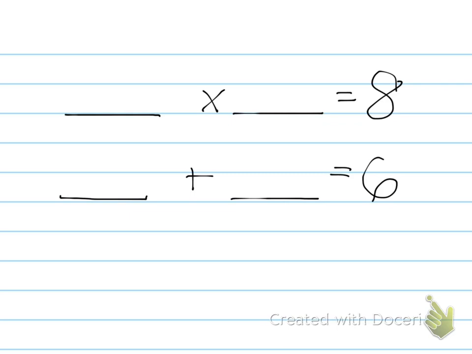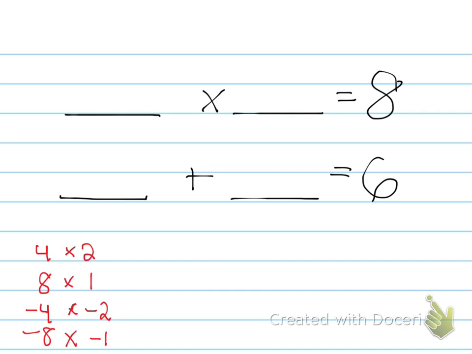Let's look at the first example. What times what will equal 8? But when I add those two numbers, they'll equal 6. So let's first start with what values even multiply to equal 8. What comes to my mind is 4 times 2. Another thing that comes to my mind is 8 times 1. Since it's a positive 8, you can also multiply two negative numbers. So it could be -4 and -2, or -8 and -1.